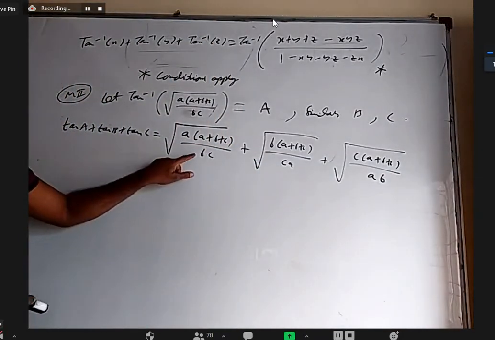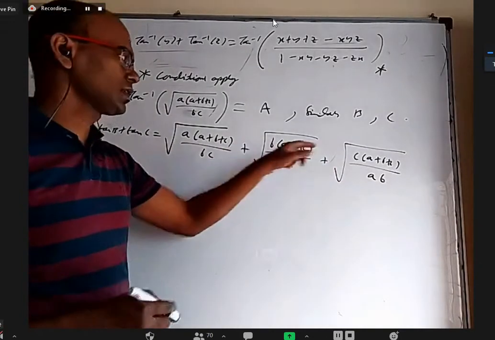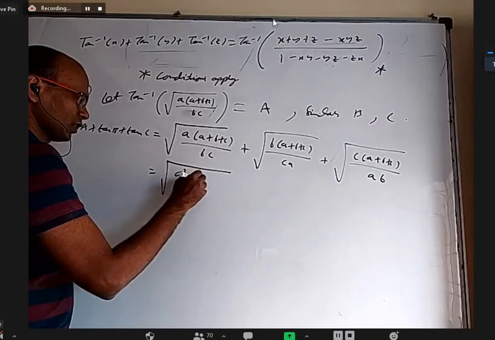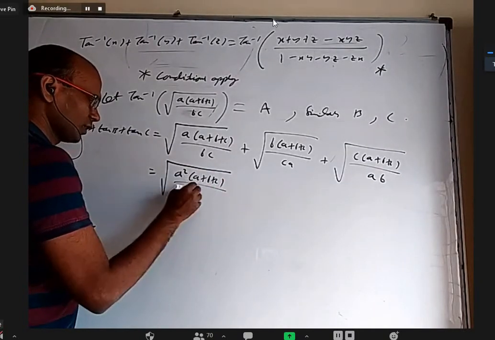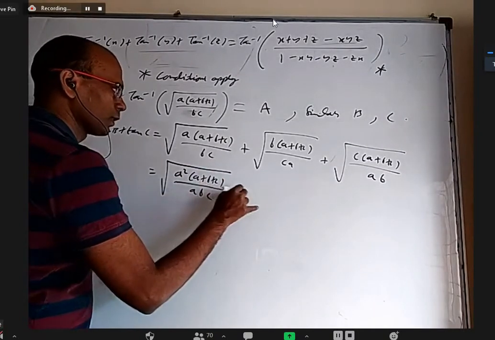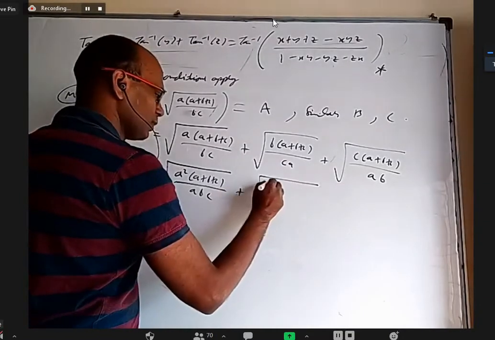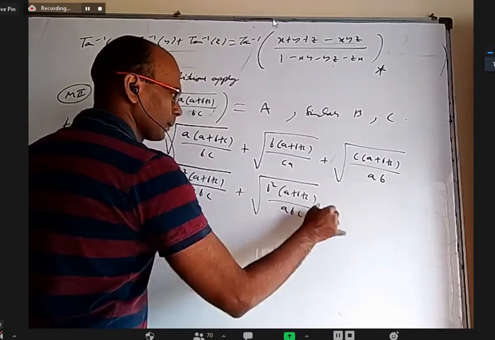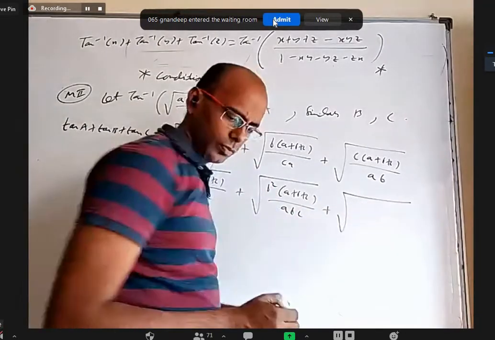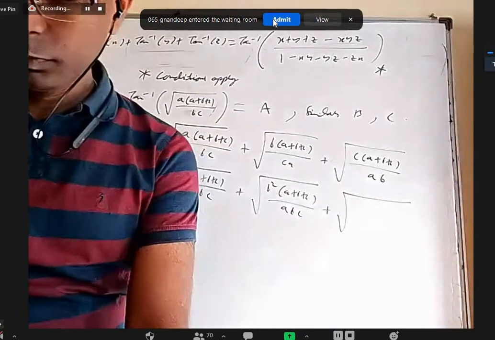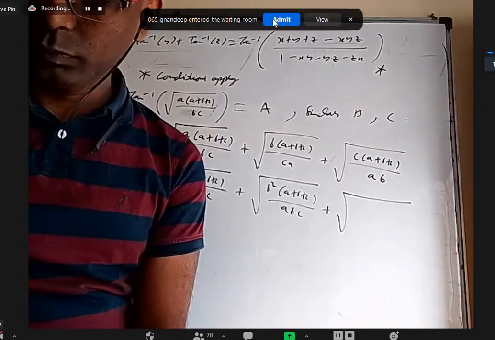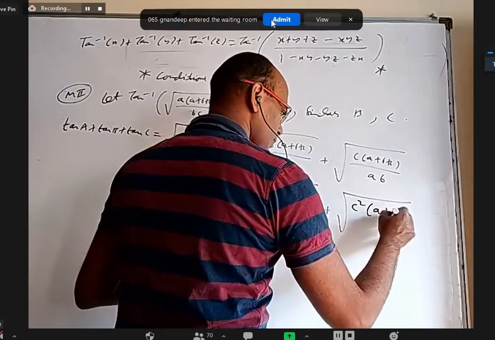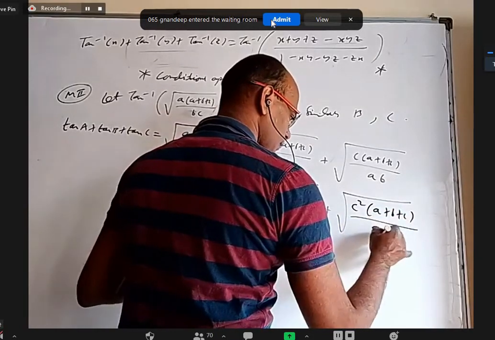I can multiply with one a here, b here, b here, c here, c here. It is going to be square root of a square into (a plus b plus c) by abc. This is square root of b square into (a plus b plus c) by abc. This is square root of c square into (a plus b plus c) by abc.